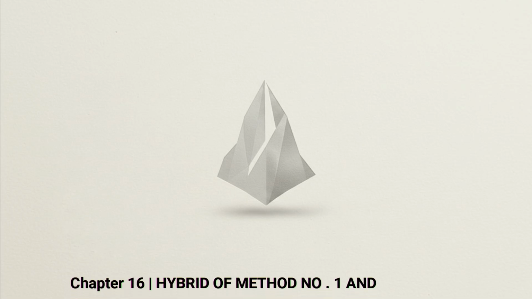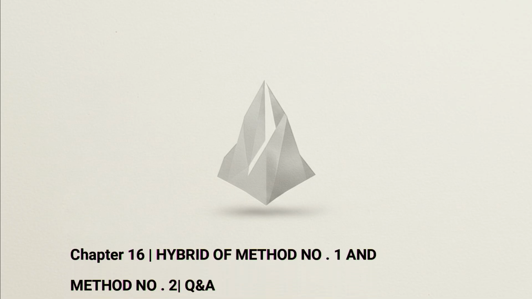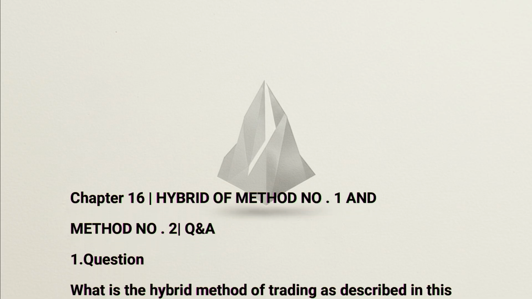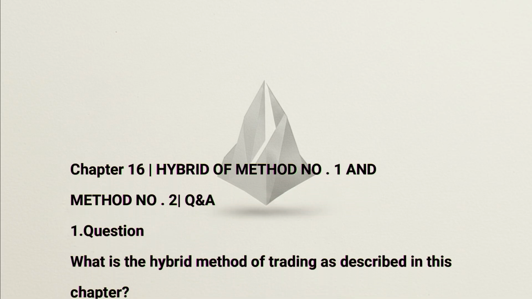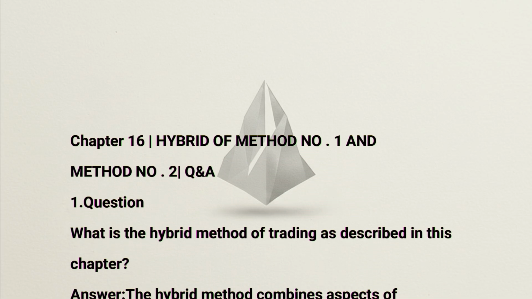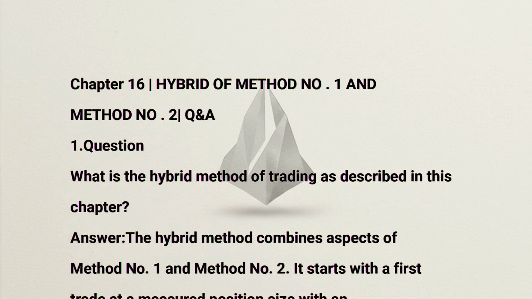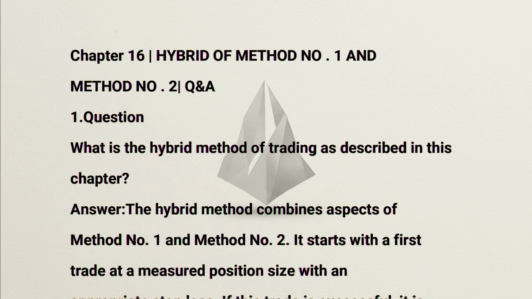Chapter 16: Hybrid of Method No. 1 and Method No. 2 Q&A. 1. Question: what is the hybrid method of trading as described in this chapter? Answer: the hybrid method combines aspects of method number 1 and method number 2.